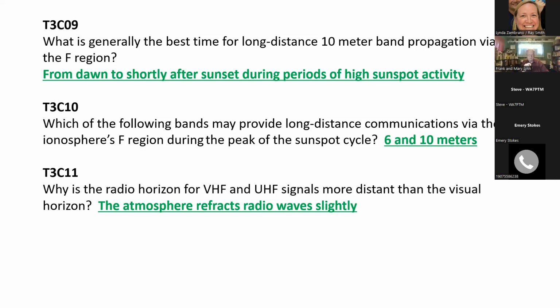Why is the radio horizon for VHF and UHF signals more distant than the visual horizon? Again, this goes back to how we talked about how radio waves can be reflected, but they also can refract. Well, that's what happens with VHF and UHF signals. They bend in the atmosphere, they bend around the Earth. You get about 8% difference between the visual horizon and the radio horizon. So it's not much, but you will get a little bit of refraction there.